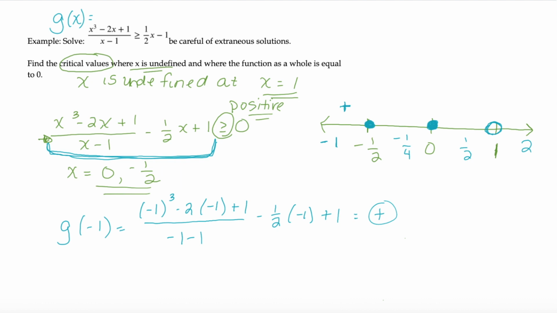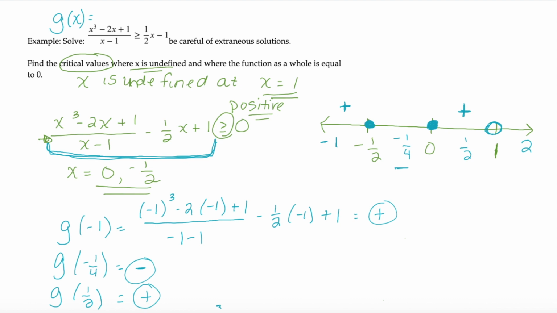When I substitute g of -1/4 in, I end up with a negative result. Again, it doesn't matter what the value is, I end up with a negative result. So I'm negative under here. Now when I substitute half into my function, half provides me with a positive solution. So between 0 and 1, we are positive.